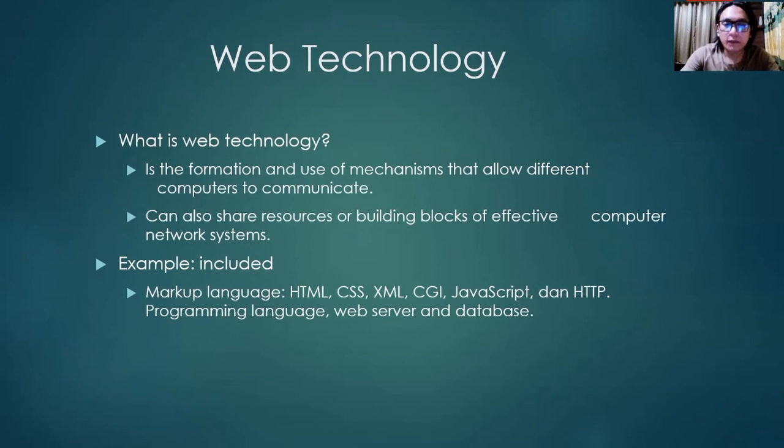Some examples of web technologies include markup languages such as HTML, CSS, CGI, XML, JavaScript, and HTTP. A programming language, web server, database, and business application are also part of web technology.